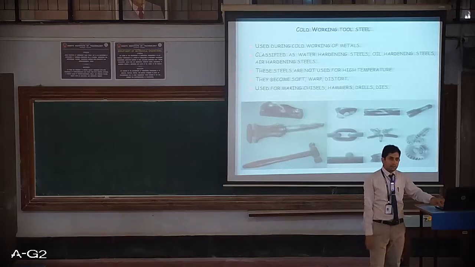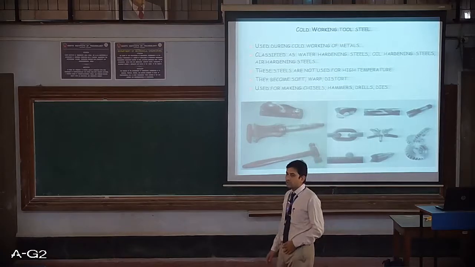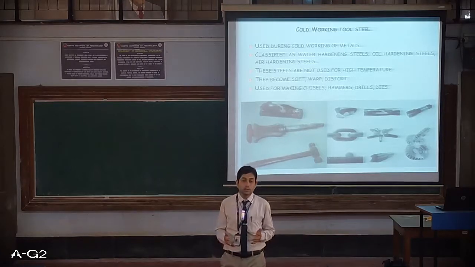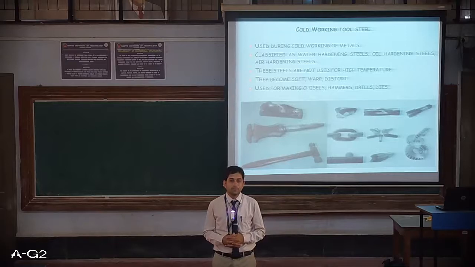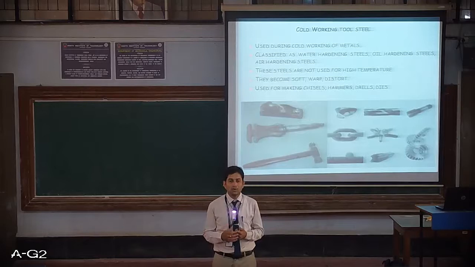So what should you do for high temperature applications? In many situations you have to change the shape of the metal even at high temperature, for example, forging. You might have experience of this. You have heated the metal or a steel, and you need to deform it. You need to change its shape by a tool. If you make use of cold working tool steel, then the tool itself will get warped or distorted. The solution for this is to make use of another type of tool steel called hot working tool steel.